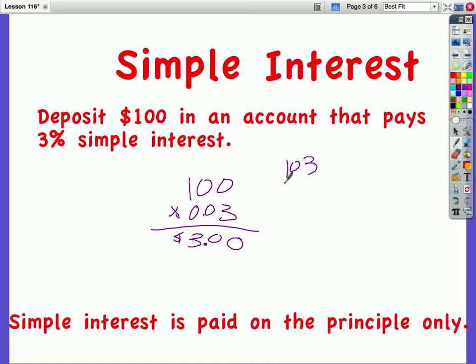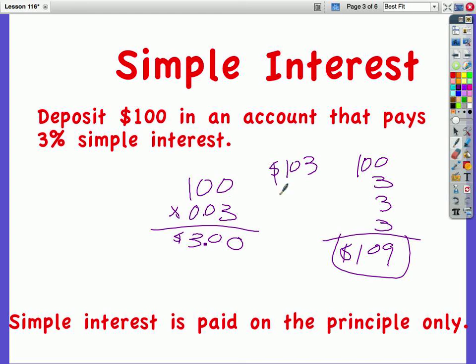Okay. With simple interest, you're going to make the same amount of money every year if you don't put any more money in the account. So every year you're just going to make $3. So after the first year, you'd add $3. Second year, add $3. Third year, you'd add $3. After 3 years, you have $109. Okay. So simple interest, kind of what it says, simple. If you just put money in an account, never put any more in, you're just going to make the same amount of interest every year.